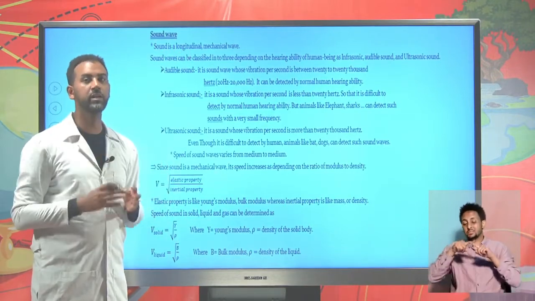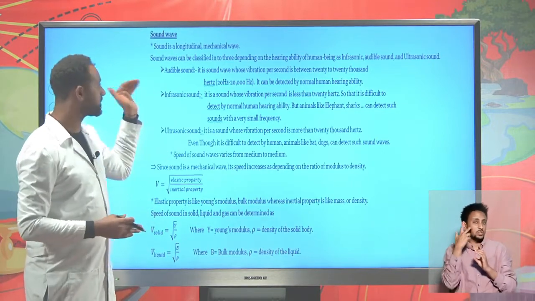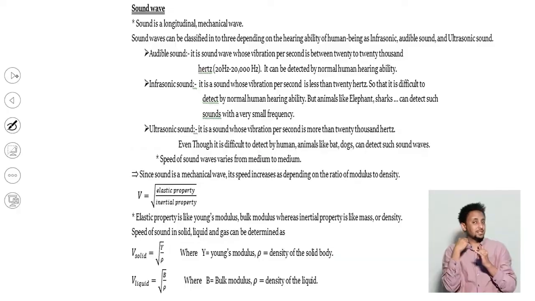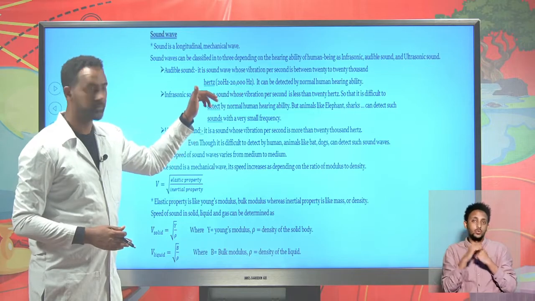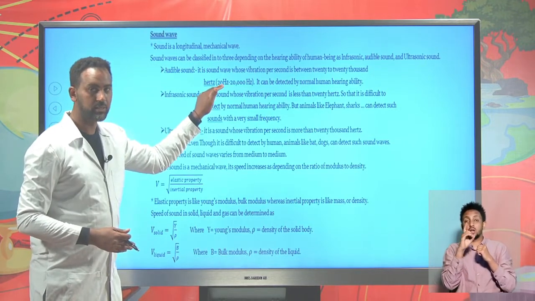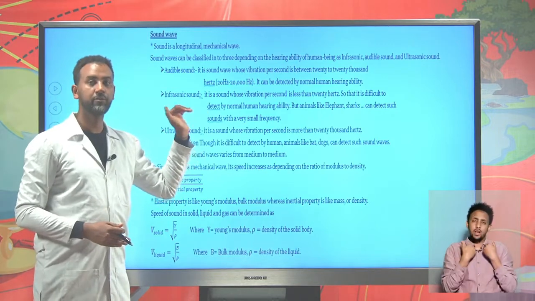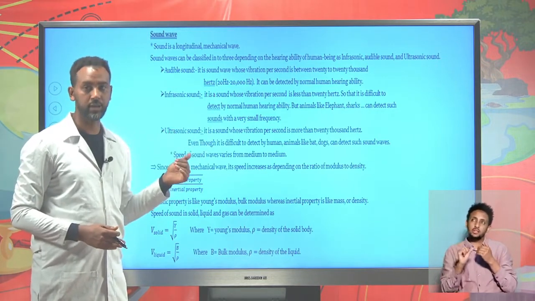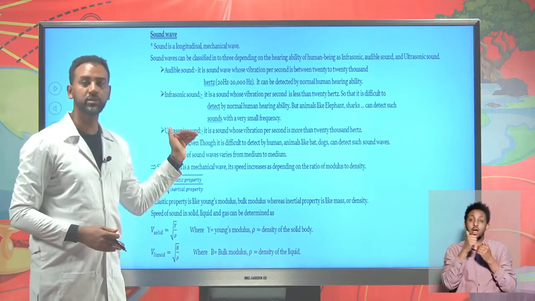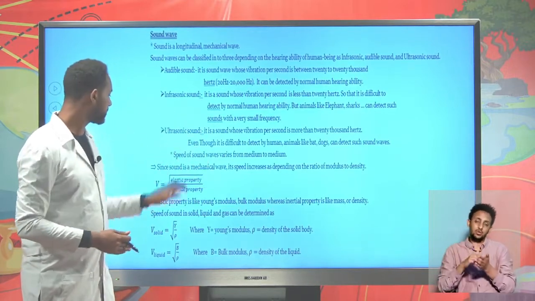Depending on human hearing ability, it's possible to classify sound into three: audible sound, infrasonic, and ultrasonic sound waves. And the frequency varies up to 20,000 hertz. The audible sound is from 20 hertz to 20,000 hertz, whereas infrasonic has a frequency which is less than 20 hertz. Ultrasonic sound has a frequency which is more than 20,000 hertz. This is what it says.